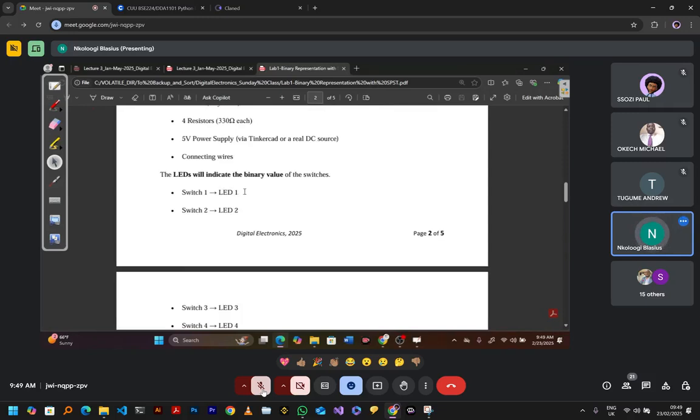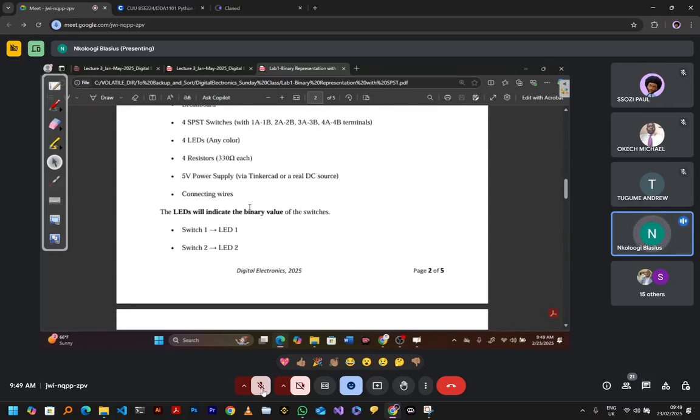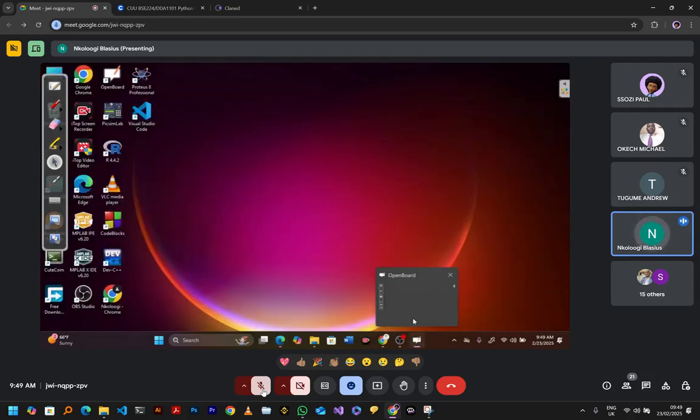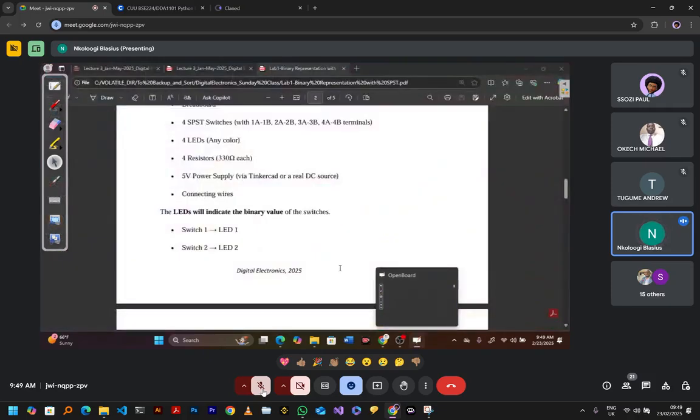The LEDs are going to be acting as just indicators of what was switched to them. For example, if the LED is on, then the logic of that LED is 1. If the LED is off, then the logic of that LED is 0. So the switches are going to be switching on and off these LEDs.